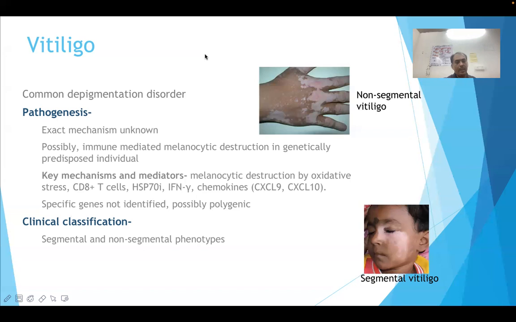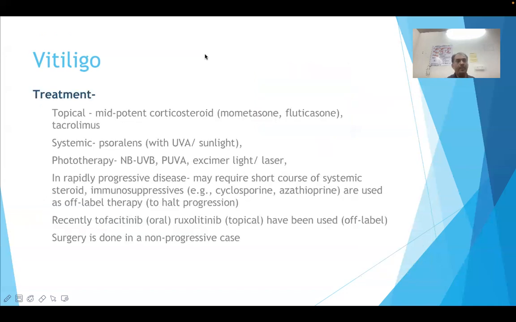The clinical classification has been made in several ways. The most common is the segmental and the non-segmental phenotypes. The other is depending upon whether it is localized or generalized vitiligo. Some classifications are also made depending upon the morphology, whether it is a monochrome, a trichrome, or a quadrichrome vitiligo, depending upon the islands of hyperpigmentation, hypopigmentation, and depigmentation that are present in different parts of a vitiligo macule.